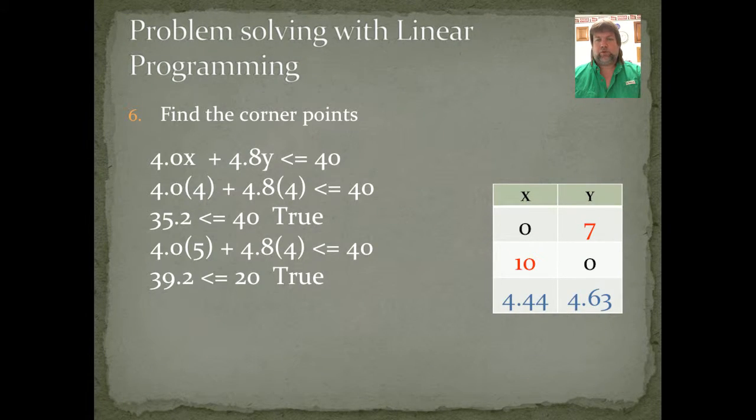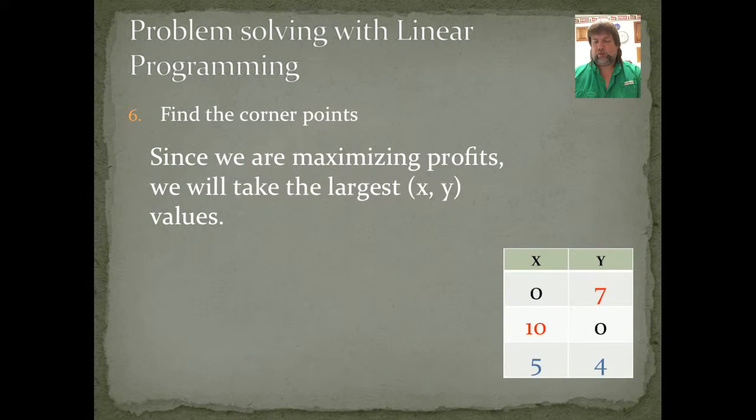Then we go to the other inequality and plug in the points. 4 ends up being true and 5 ends up being true, and since the other two points were not met in the other constraints, we just throw them out. So we have the possibility of still two points here. We can either use 4 or 5. Since we're trying to maximize profits, we want to take the largest x and y values that we can have, so we're going to stick with the 5.